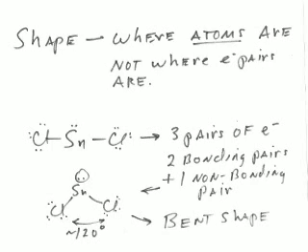And so what is our shape going to be? Well, the 3 pairs of electrons are going to go into a trigonal planar arrangement, because we said that's the arrangement 3 pairs of electrons go into, but that's not the shape we're going to get for the molecule.